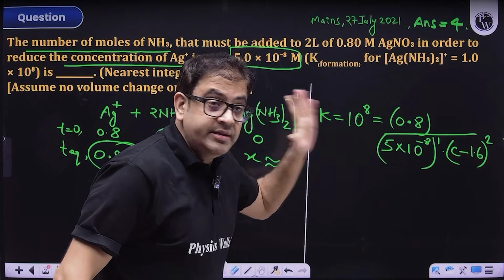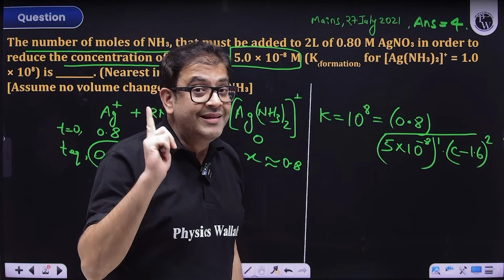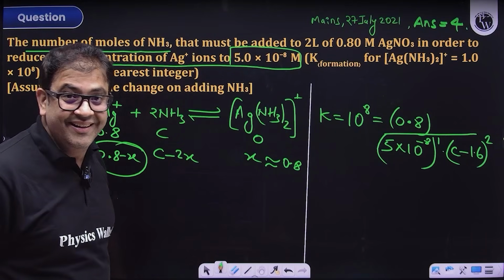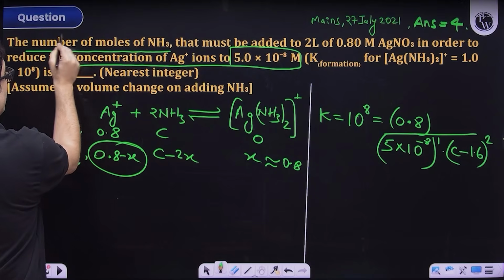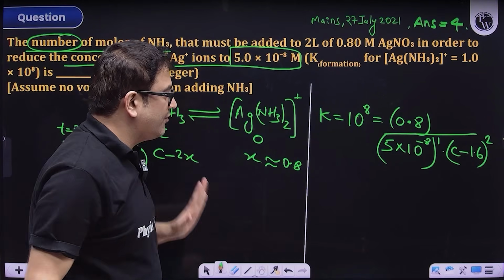Now, here C you have to calculate, because C is concentration. And what you are supposed to put in this bracket is the number of moles. Through this, we'll be calculating concentration. So we have to solve.